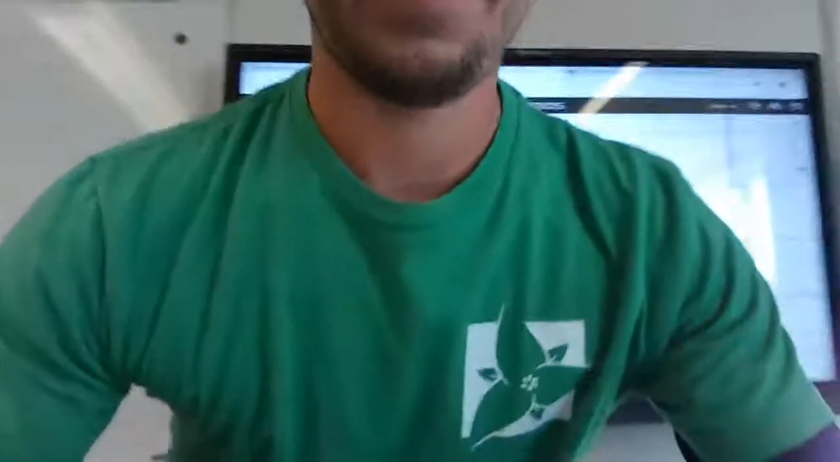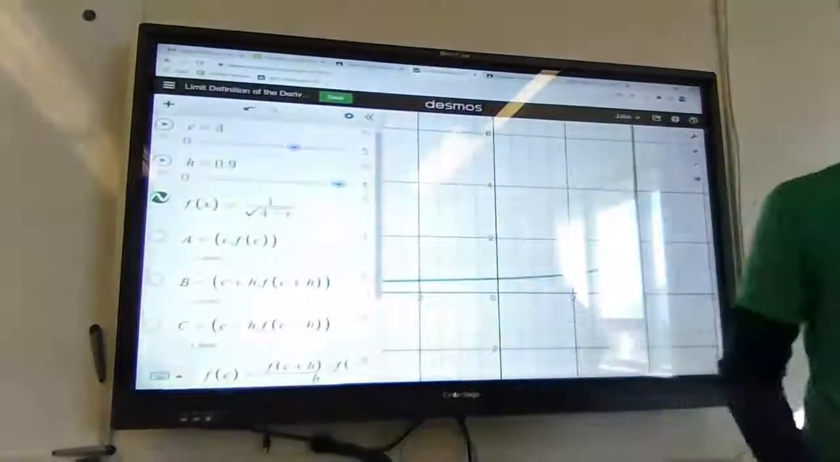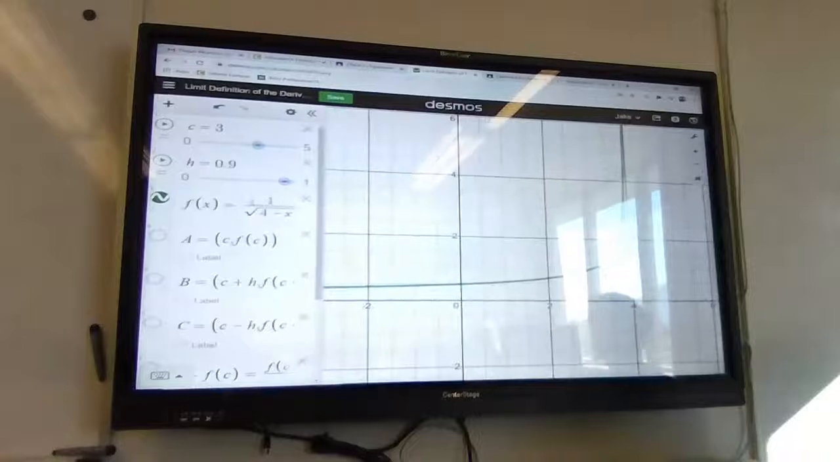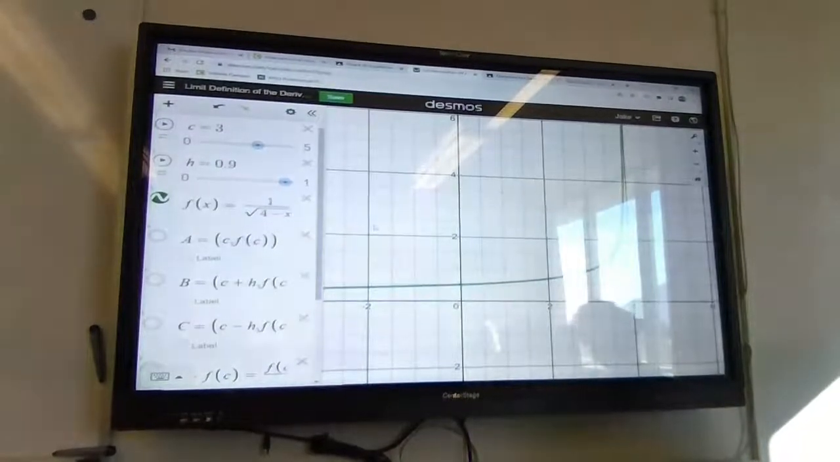They're always positive. If you're curious what the function was, I just arbitrarily chose 1 over the square root of 4 minus x. I chose that because it gets steep fast. Anyway, I put a link to this on Classroom if you want to mess around with it. You can change f of x if you want, make a different function.